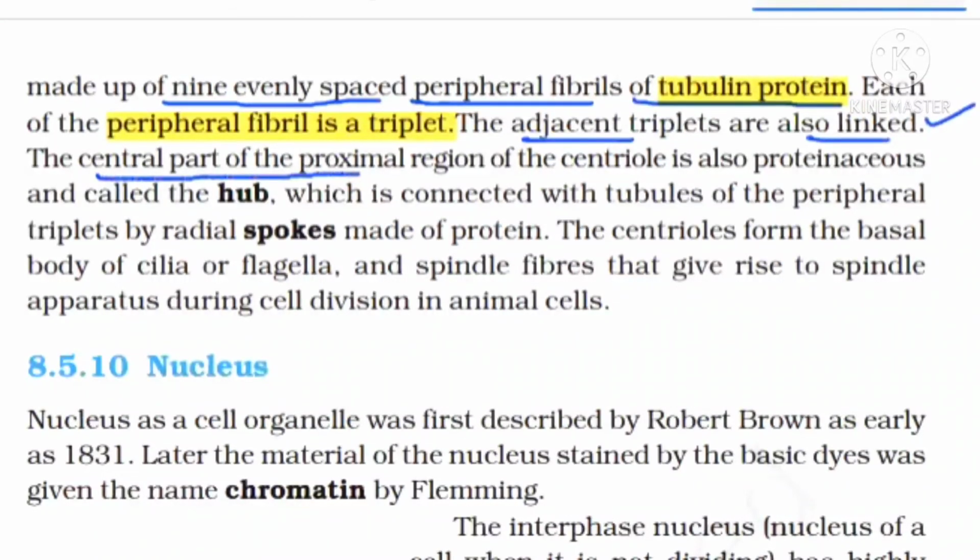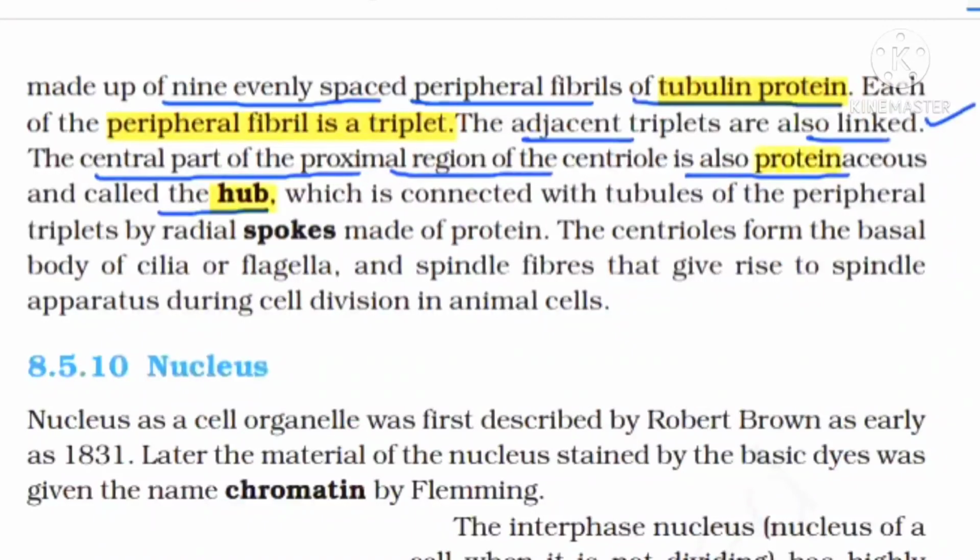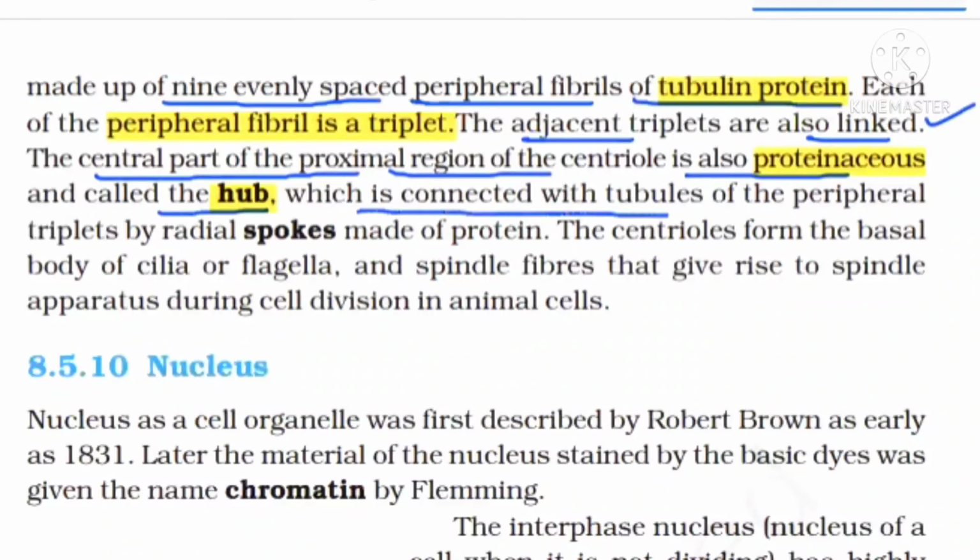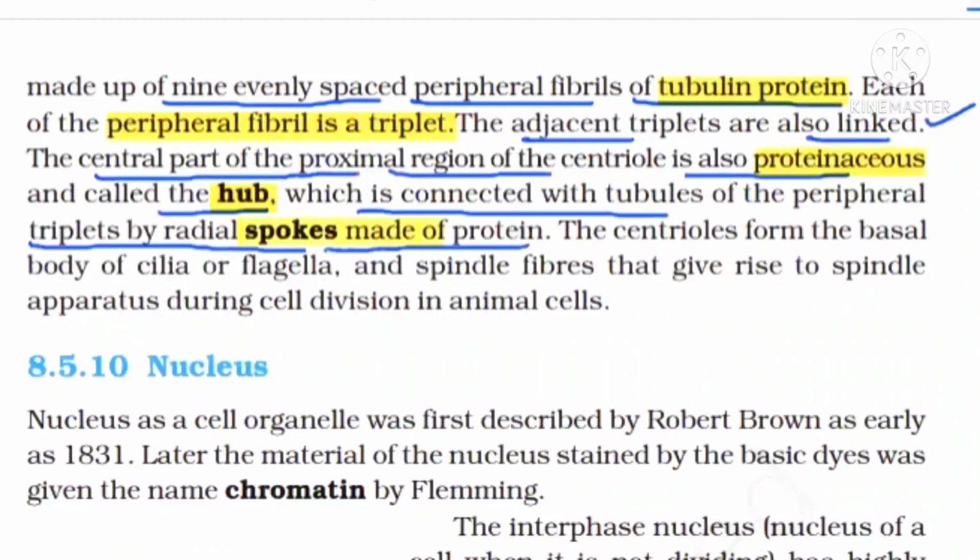The central part of the proximal region of the centriole is also proteinaceous and it is called the hub. The question can be asked, what is the nature of the hub of the centriole? The hub is actually proteinaceous in nature. Clear, beta? Now, it is connected with the tubules of the peripheral triplets by radial spokes. And these radial spokes are also made up of protein only. So spokes are also made up of protein. Hub is also proteinaceous. Peripheral triplets are also made up of protein, but we have mentioned tubulin protein. Now, up till here the topic is clear.